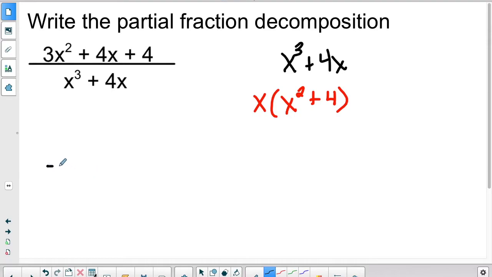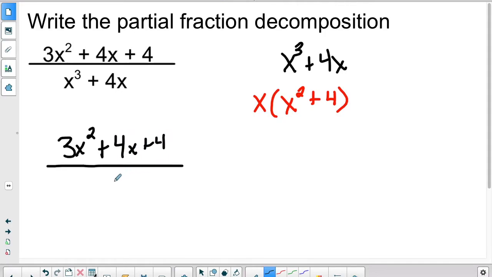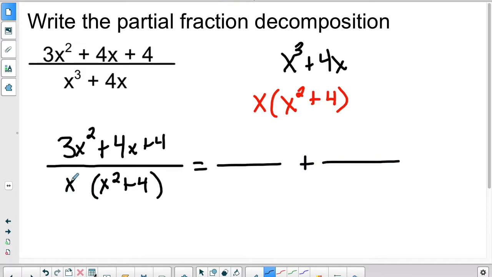So our fraction here, when we rewrite it out, we have 3x squared plus 4x plus 4 over x times x squared plus 4. So here we have two things that are multiplied together because we just have x, so we don't have x to any power. We don't need any extra parentheses for that. And we just have x squared plus 4. There's only one of them. So we're only going to have two fractions. We'll have one that's over x, and one that has something over x squared plus 4.